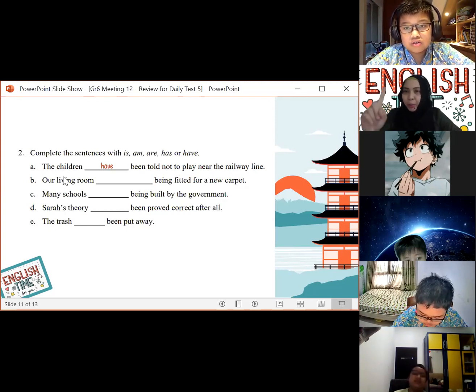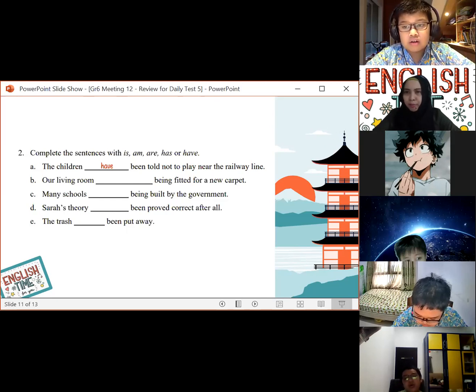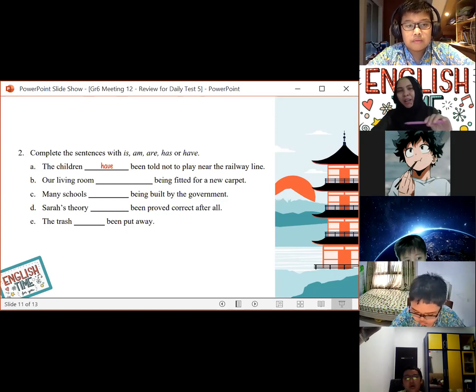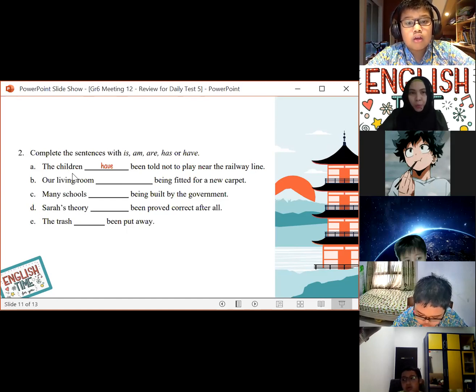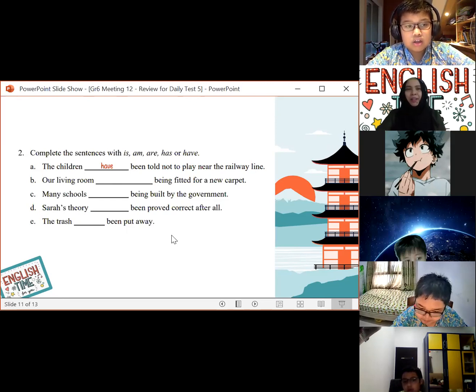The children, only one or more than one? Are you sure only one? No. More than one, yes. Children means more than one. If there is only one, you say child, one child, two children, three children, four children, right? When you see children, it means there is more than one. So you need to use have. Okay, thank you, Zifa.